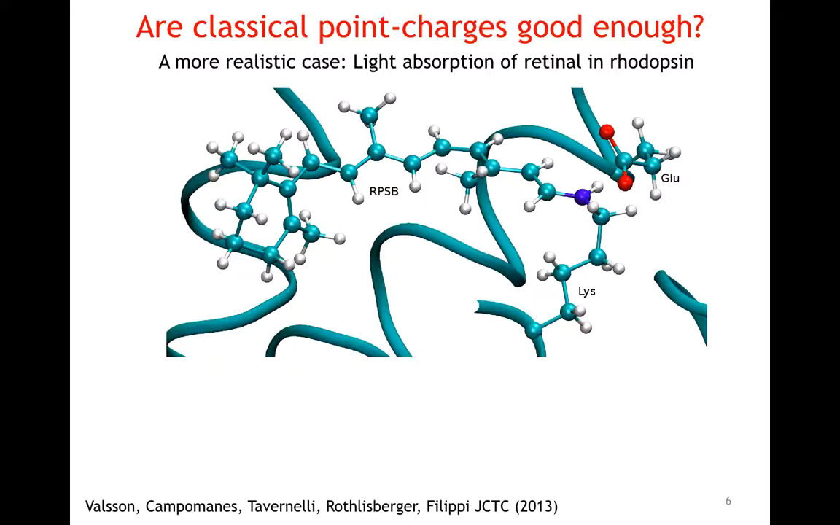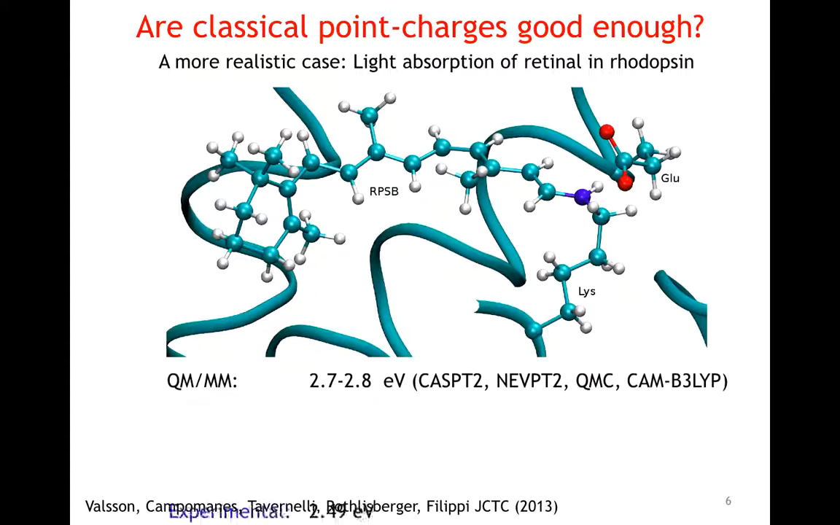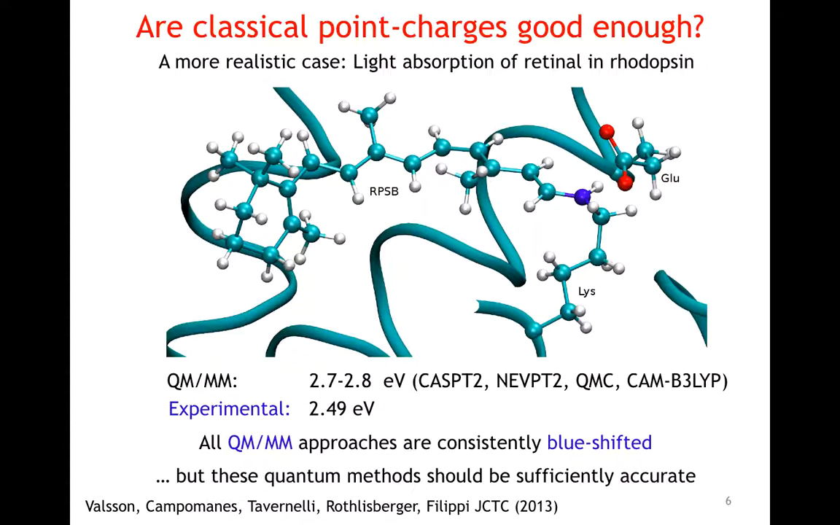Even if we go to a bigger system, such as retinal in rhodopsin, and we try to study the light absorption, in this case representing the protein matrix with the QM/MM gives us non-negligible errors again. In these numbers, we can see that several different quantum methods chosen to treat the antenna are all at the same time far from the experimental value of 2.49 electron volts for this absorption.